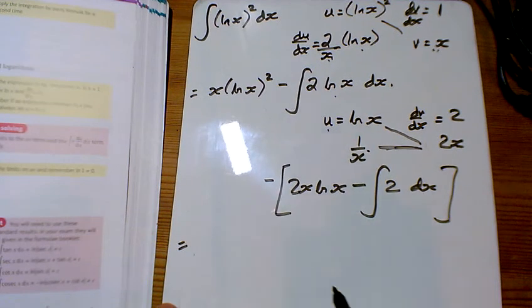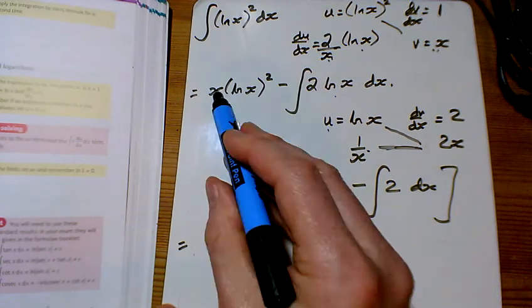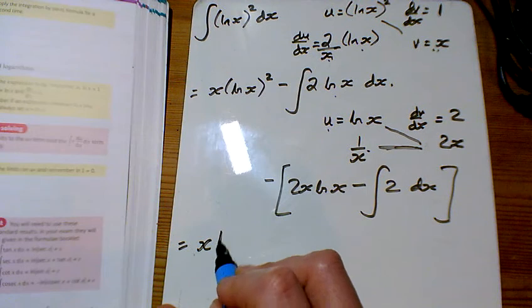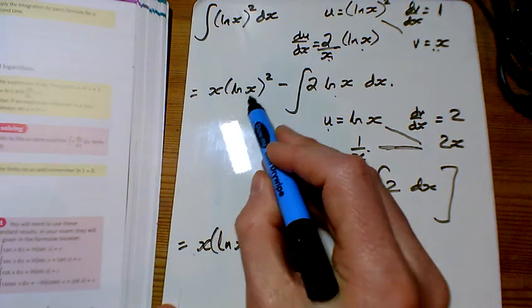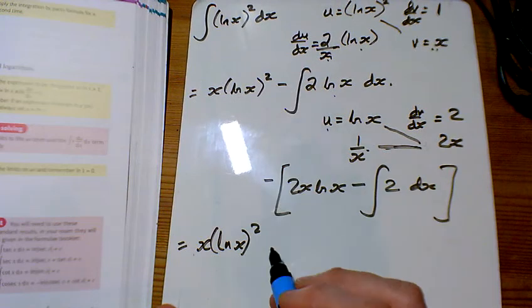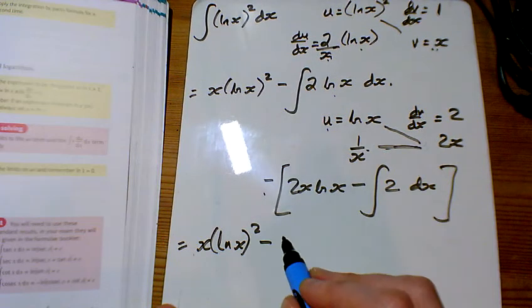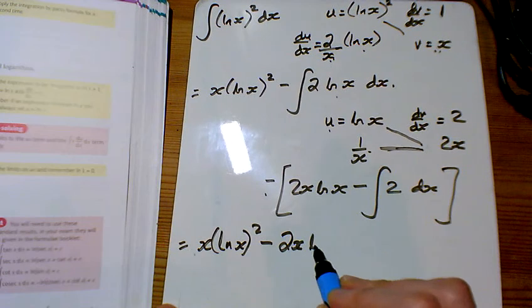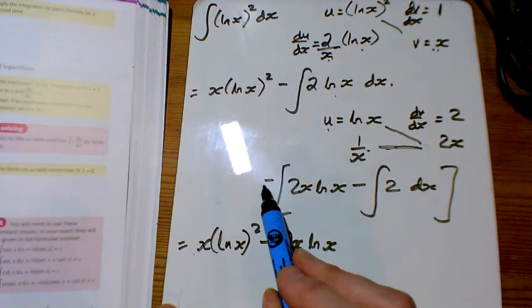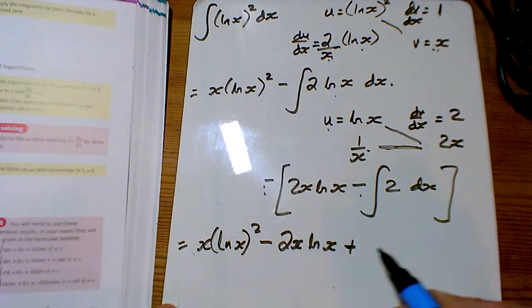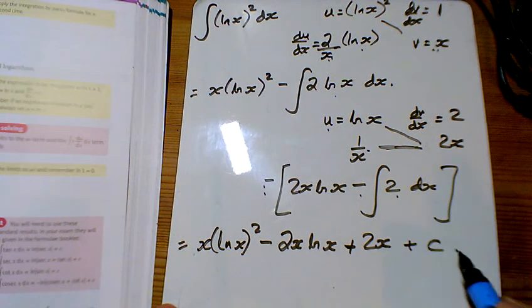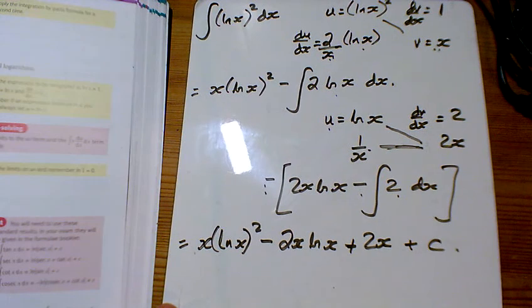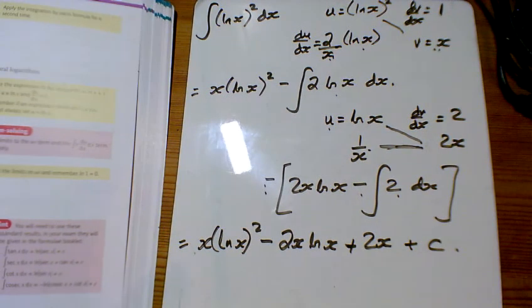Right, let's be careful with our answer. All these minuses always cause a bit of trouble at the end here. So the first part was x ln of x all squared. Then we're minusing that, so minus the 2x ln x. Then I've got minus minus, which is plus. This integrated gives a 2x and a plus c on the end there.